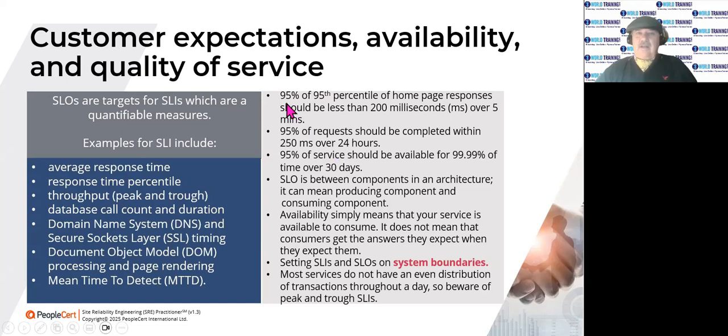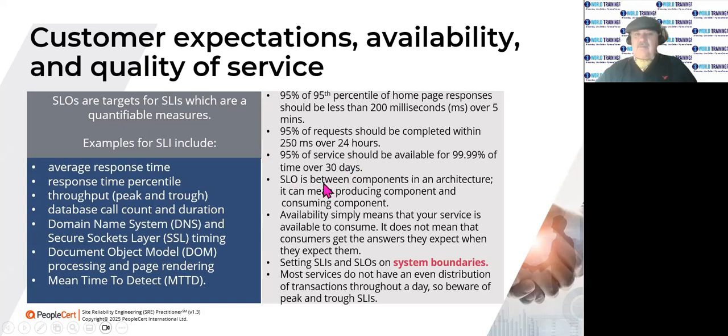You may say that the 95th percentile of home page responses should be less than 200 milliseconds over 5 minutes. So that's a complex statement, but you may indeed need to define things carefully like this in order to satisfy your customers' expectations. Another one might be 95% of requests should be completed within 250 milliseconds over 24 hours. 95% of services should be available for 99.9% of time over 30 days.